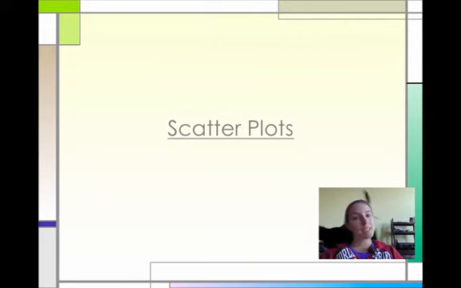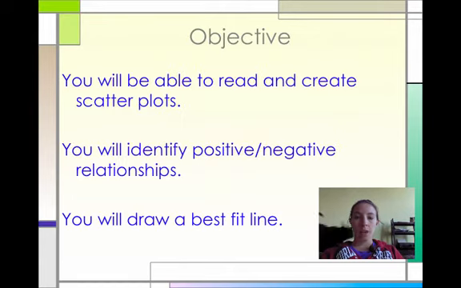I'm going to be talking to you about scatter plots today. We're going to be working with them a little bit in the next couple of days. Alright, so you need to write down everything that's in blue. The word objective goes on the left side of your Cornell notes and everything else goes on the right.